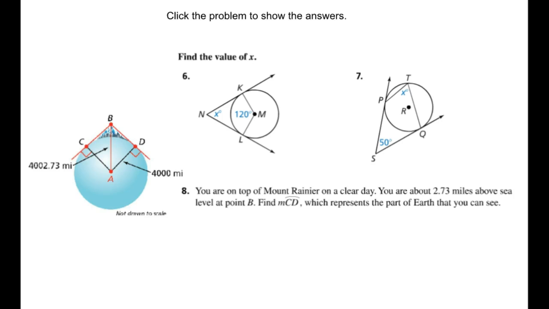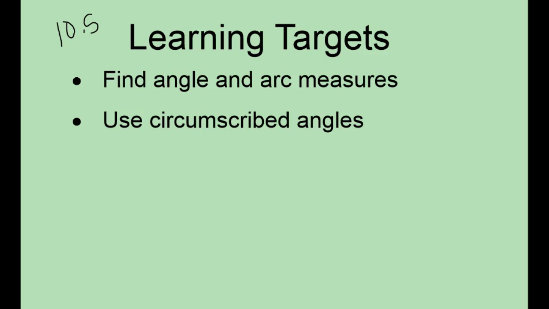So now we are going to look back at our learning targets. Our first learning target was to find angle and arc measures. The biggest thing to look at is where our lines intersect, whether it's inside or outside the circle, because that will change what we do with the measurements. Then our final learning target was to use circumscribed angles, and we can do that to find lengths, especially when we're looking at the globe and the Earth. We'll do that pretty often.